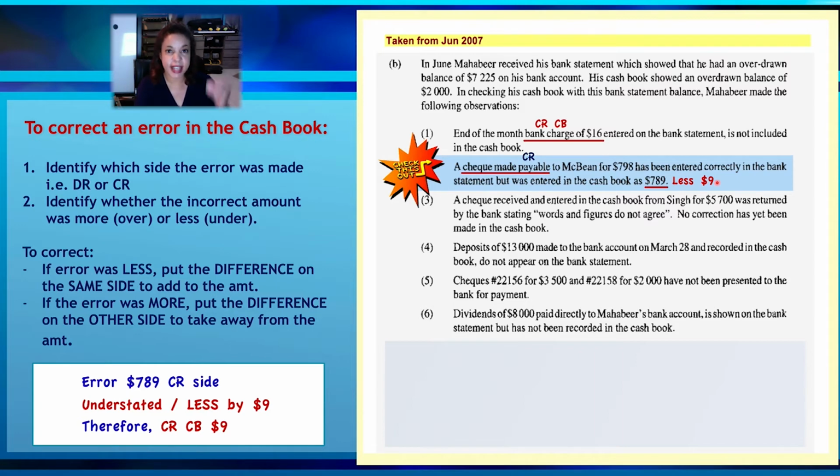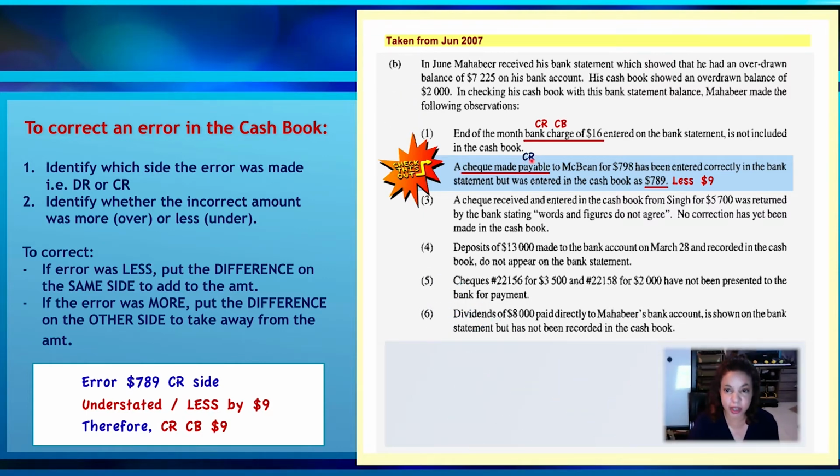Once it is less, you go to the same side that the error was made and you enter or correct that error. So you're going to go to the credit side of your cash book and you're going to credit it $9. Nice. So just now I will show you it actually going in, but there we have our notes, and this is your first correction of errors in bank reconciliation, but you're going to go into it more when we do the actual topic of correcting errors.